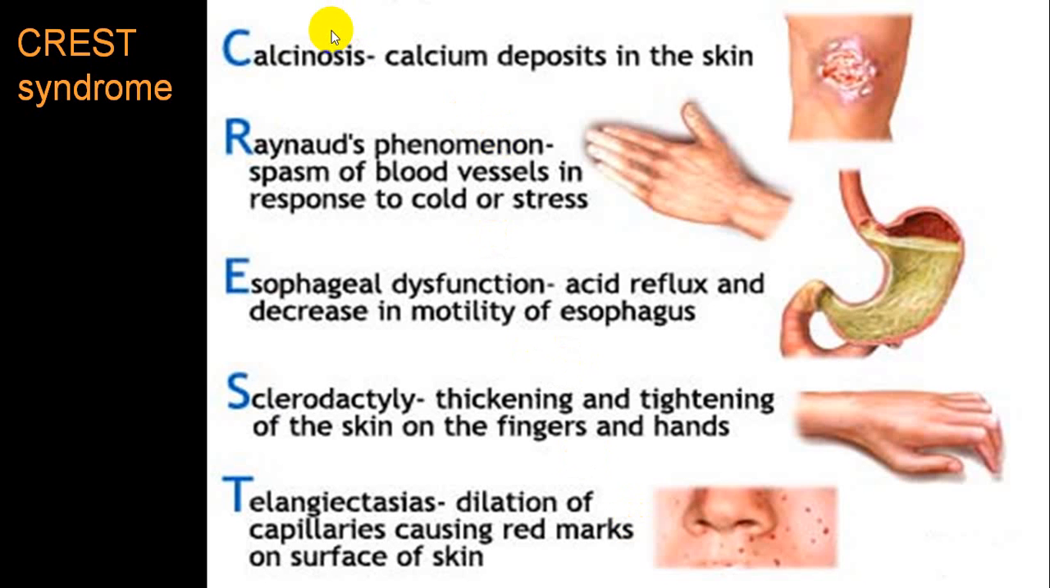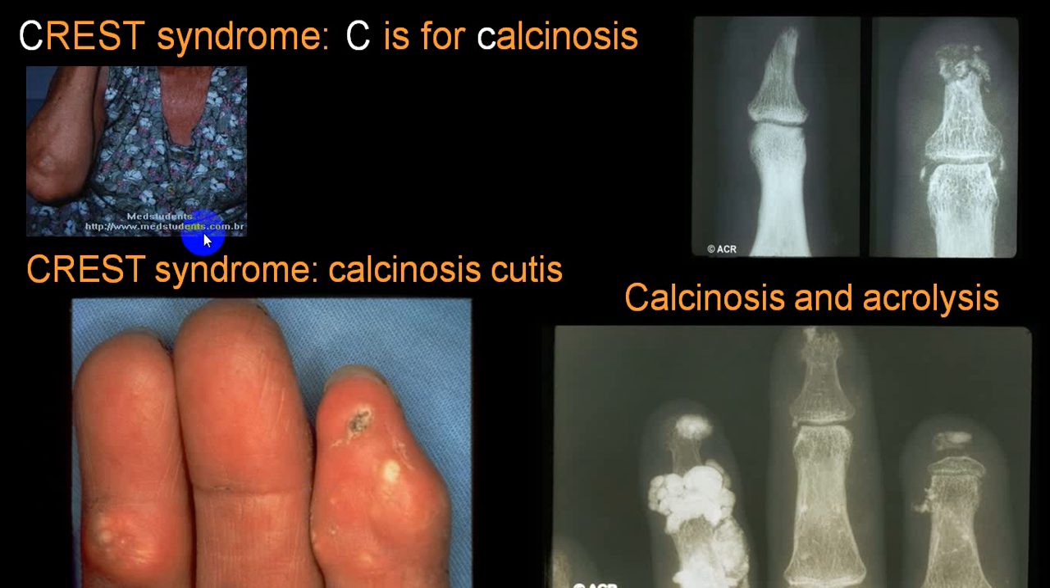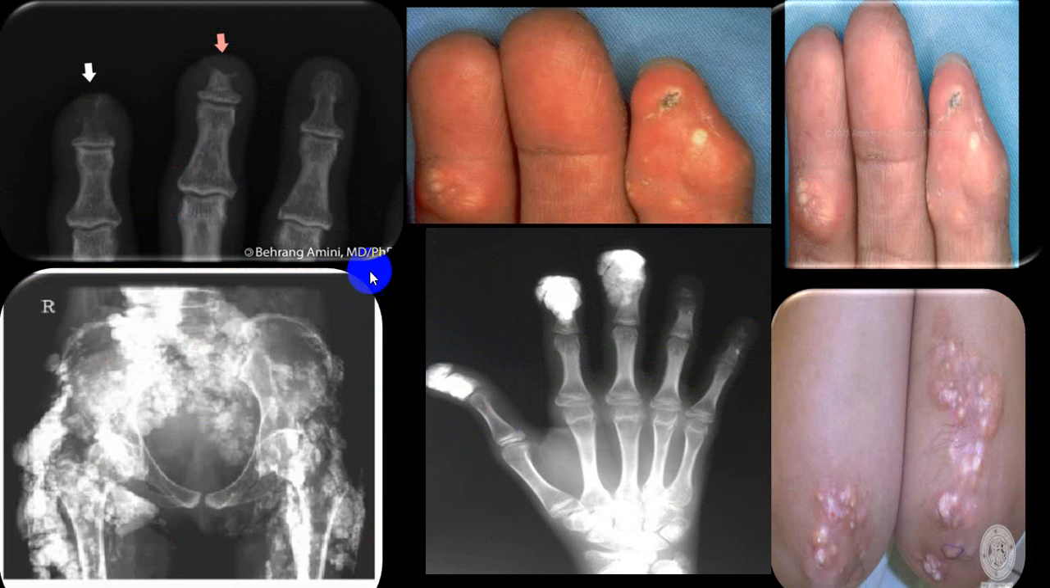CREST we have already shown you: calcinosis, Raynaud's phenomena, esophageal dysfunction, sclerodactyly, telangiectasia. This is calcinosis cutis. This is calcinosis with acrolysis. You can see this is calcinosis and this is acrolysis. This is calcinosis cutis. Typical. And on an X-ray you can see this is calcinosis cutis, and you can have a acrolysis.